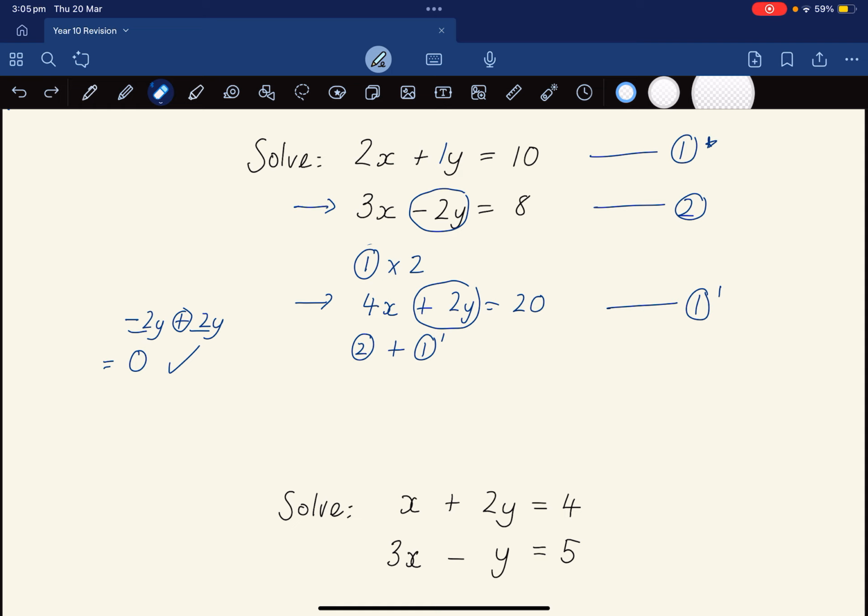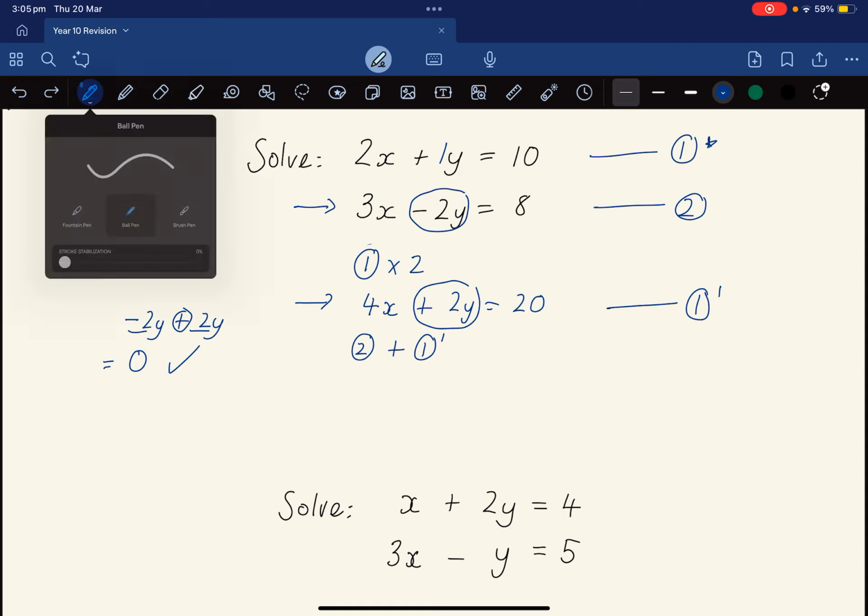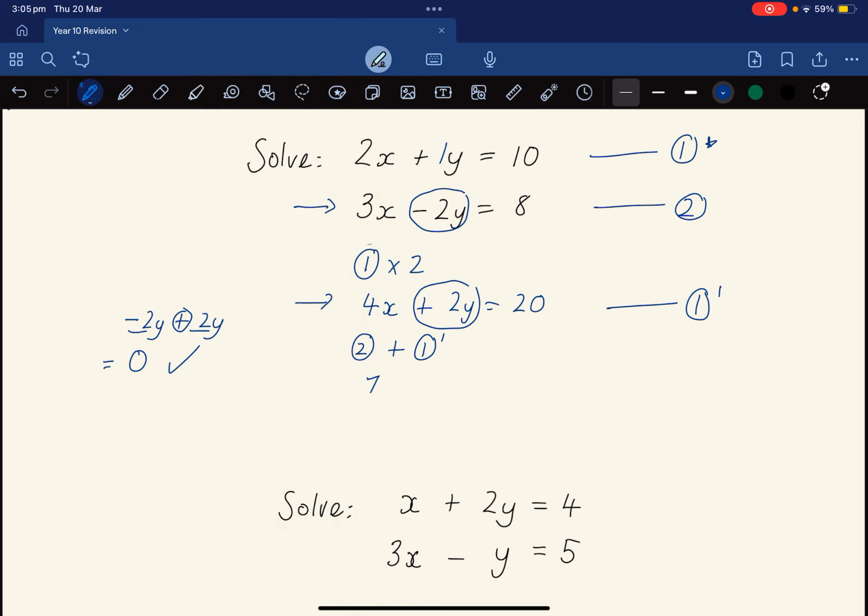Well, it's going to be 3x plus 4x is 7x. Negative 2y plus 2y, we knew that was 0, so that's fine. And 8 plus 20 is 28. And then we can just solve from there. The hard part is deciding what to multiply by. And then 7x equals 28, so we'll divide both sides by 7. x equals 4.